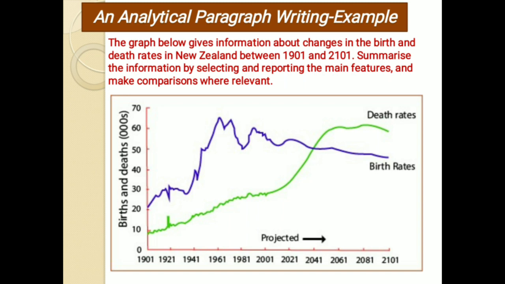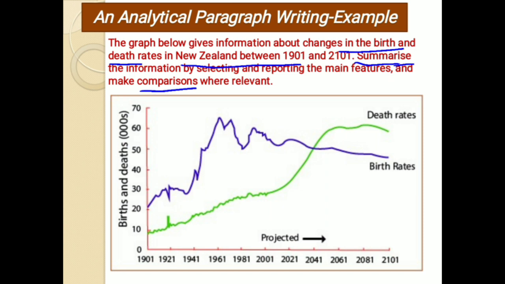Now, let's read the question and try to understand what it says. The graph below gives information about changes in the birth and death rates in New Zealand between 1901 and 2101. We need to summarize and then make comparisons wherever it is necessary.